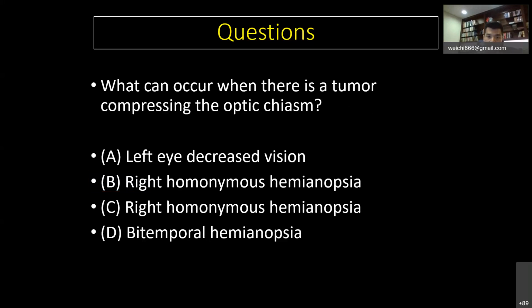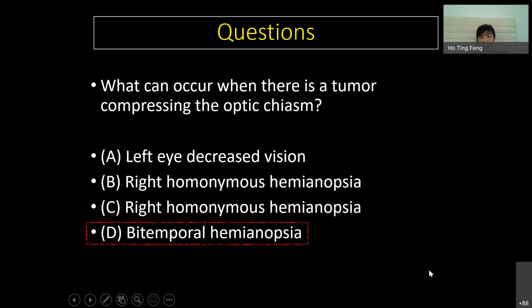And I think this is the last question. What can occur when there is a tumor compression of the optic chiasm? This has been mentioned several times. Or Tim Fan? D, bitemporal hemianopsia. Yes. I think you have paid attention to the class.